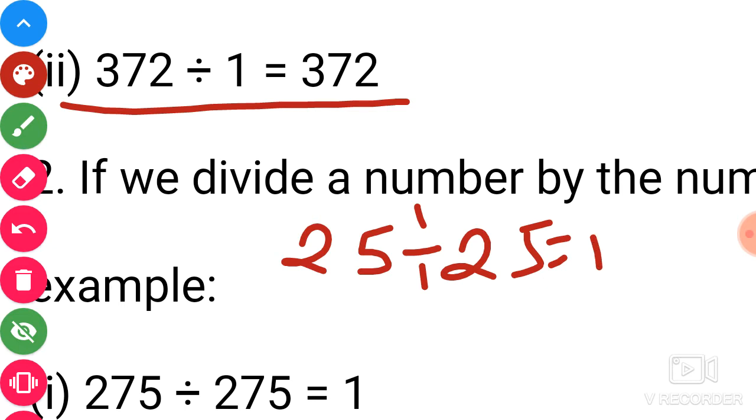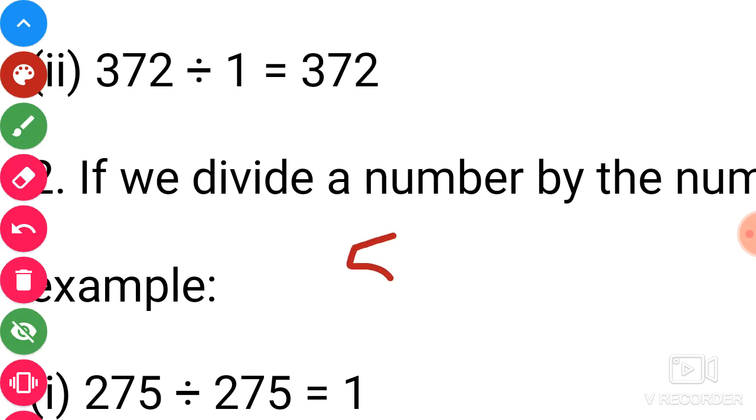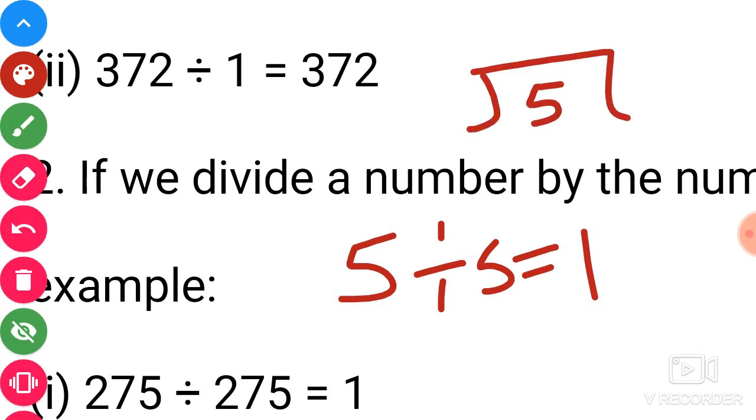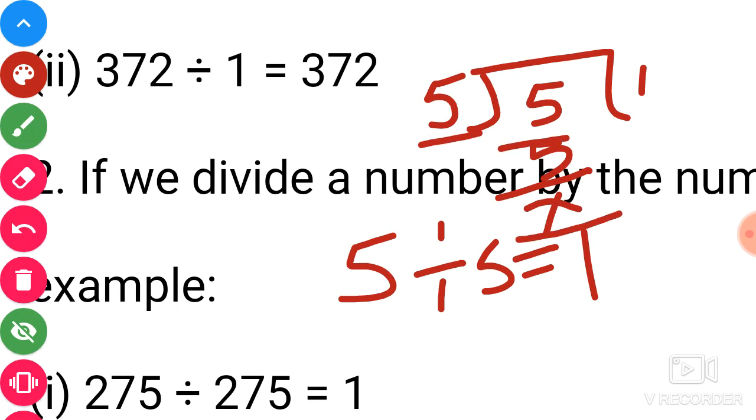Let us take a smaller number to understand this in a better way. So 5 divided by 5, how much we will get? 5 divided by 5, we will get 1. How? Tell me, in how many times in 5's table you will get 5? 5 ones are 5, right? So that's why whenever you will divide a given number with the number itself, you will always get 1 as your answer.